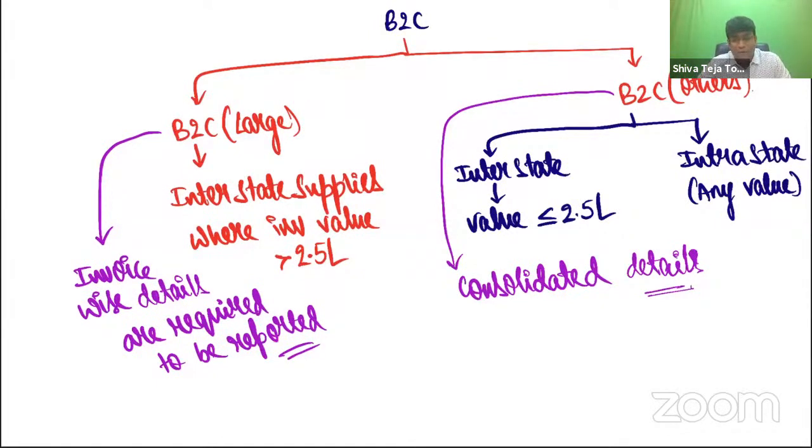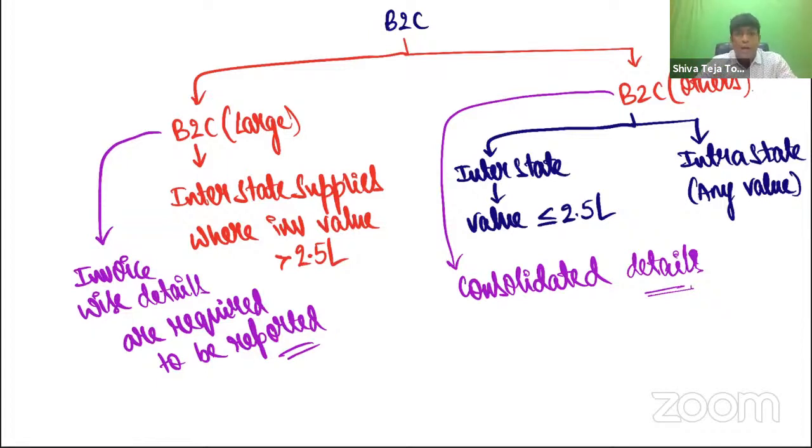But in B2C, we have got two points there, B2C large and B2C others. B2C large covers interstate supplies where invoice value is more than 2.5 lakhs, and invoice-wise details are required to be reported. But for B2C others, invoice-wise details are not mandatory. We will only show consolidated details, just a lump sum figure. That is about B2C large and B2C others.